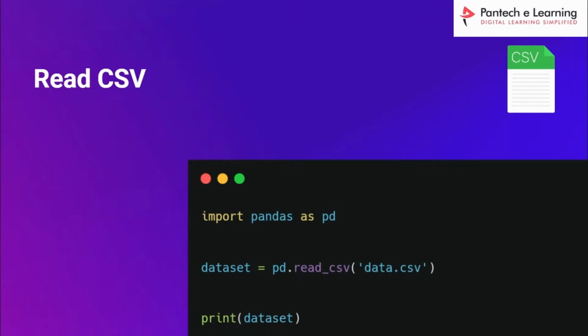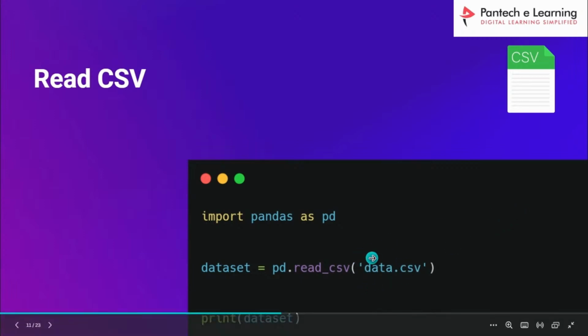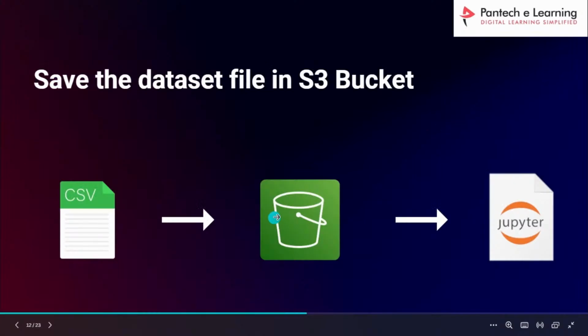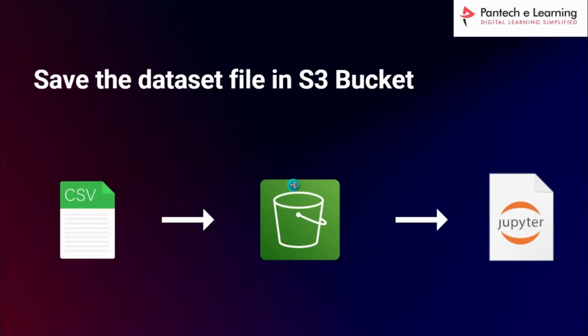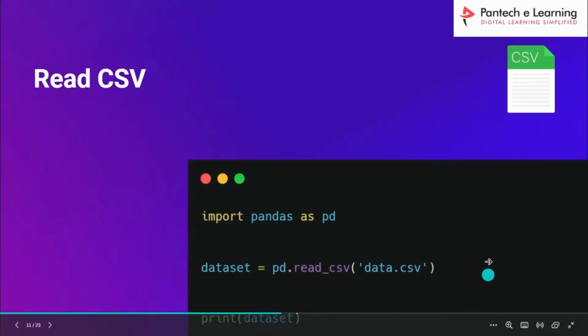For example, if I have it on my desktop, you will be giving the entire path and then the file name along with the extension, which is nothing but .csv. So here also, what we will be doing is, we can copy a link from this bucket, like the path of that file. It will contain the S3, the bucket name, the file name along with the extension. It can be passed into this read_csv, and we can load it.